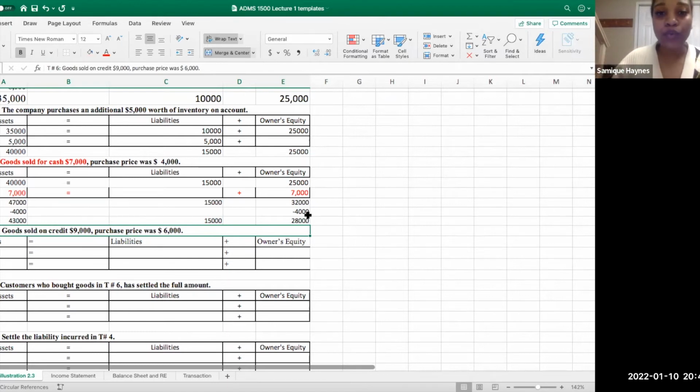Because you had to spend money in order to make money, that's your expense there. So the expense is the cost of goods you sold, and the cost of goods you sold was the $4,000. So it's gonna make equity go down. Expenses bring equity down. Revenues bring equity up. Expenses bring equity down. Whenever you sell something, you make revenues, but you also incur an expense. We just hope that our revenue is more than the expense.